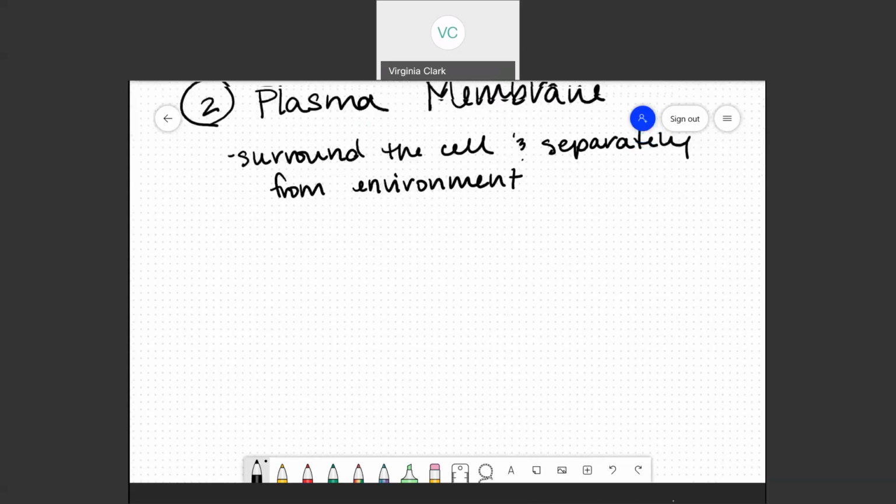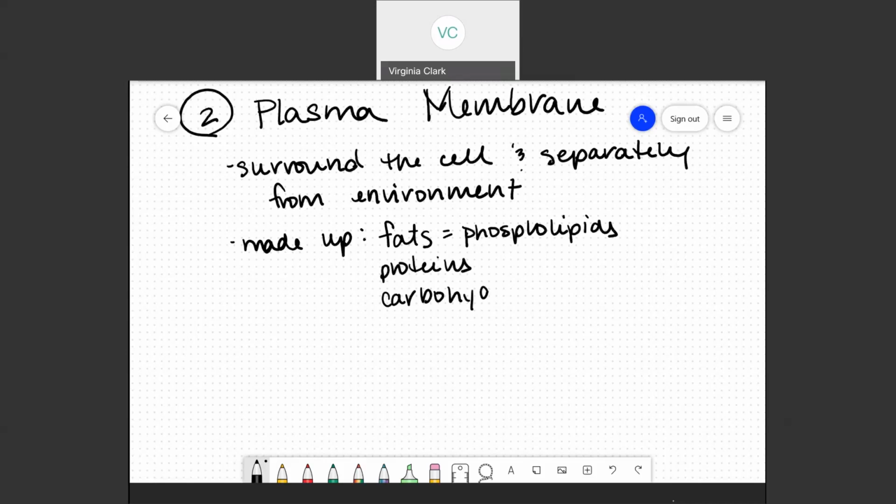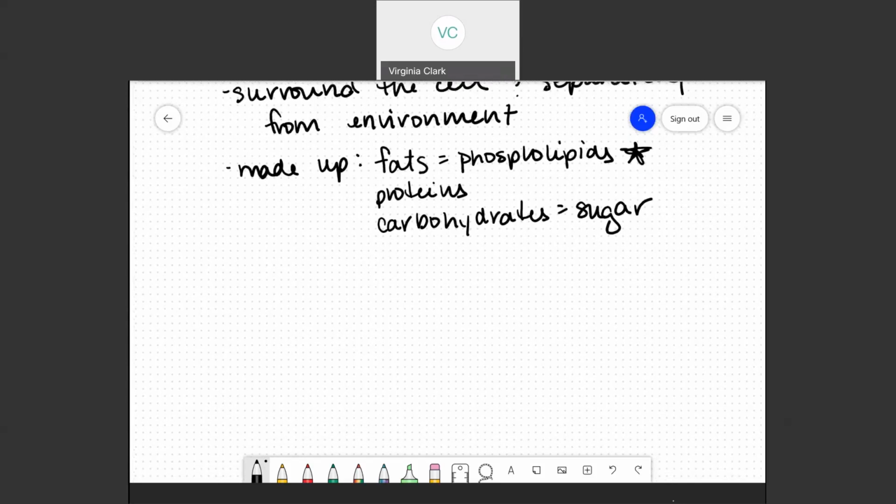The things that will make up your plasma membrane, the building blocks, it is going to be made up of fats called phospholipids. It will be made up of proteins, and it will be made up of carbohydrates or sugar chains. So these are the three primary ingredients that make up your plasma membrane, but the phospholipid, the fats, is going to be the priority. So one thing that is super interesting about this plasma membrane is, here we go.